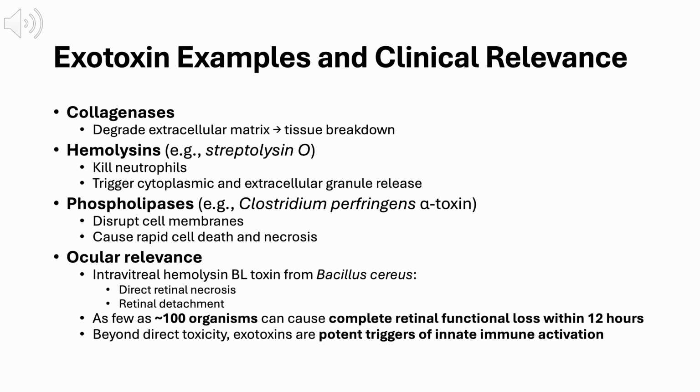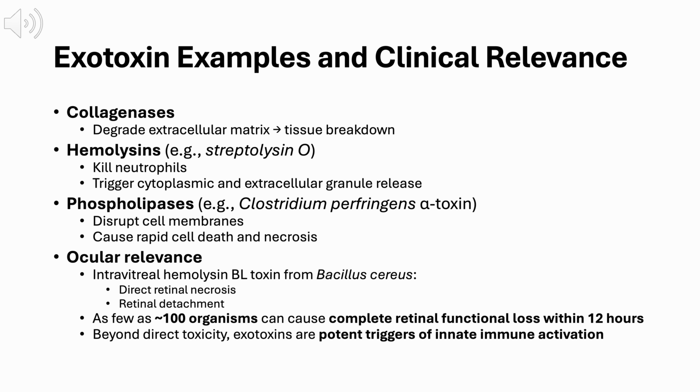Specific exotoxins illustrate how bacterial products can produce both direct tissue destruction and secondary inflammation. Collagenases degrade the extracellular matrix, leading to structural breakdown. Hemolysins, such as streptolysin O, can kill neutrophils and release their destructive granule contents into surrounding tissue. Phospholipases disrupt cell membranes, producing rapid cell death and necrosis.